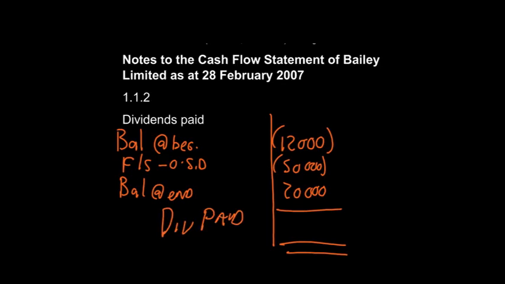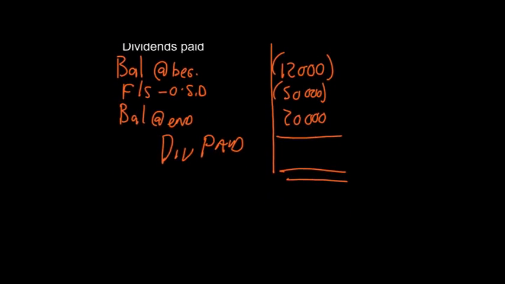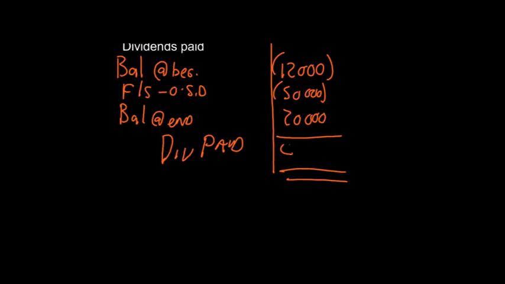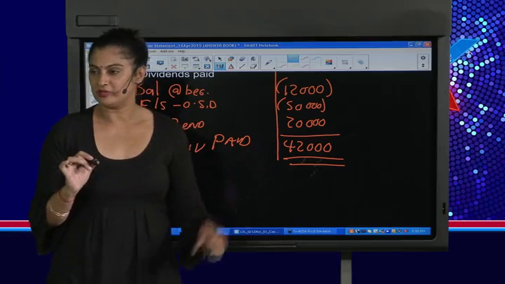Okay, and my dividends paid, let's just bring this down a bit. Dividends paid. So I've obviously got a negative 12,000 plus a negative 50,000. In total, my negative 62,000 minus the 20,000, and I've paid my shareholders an amount of 42,000.